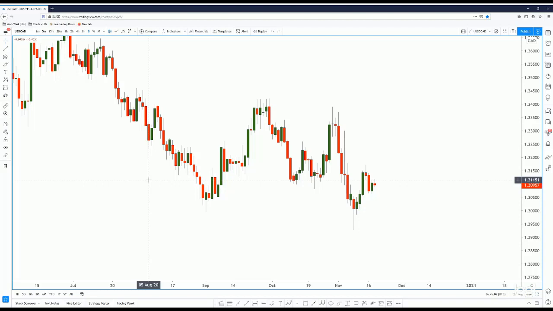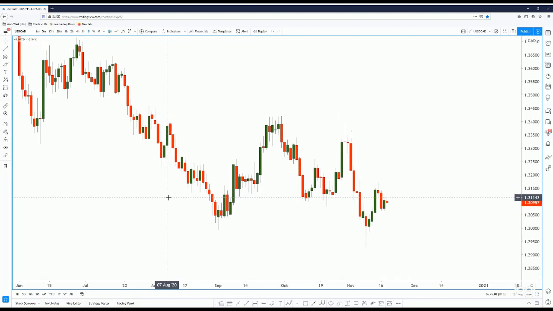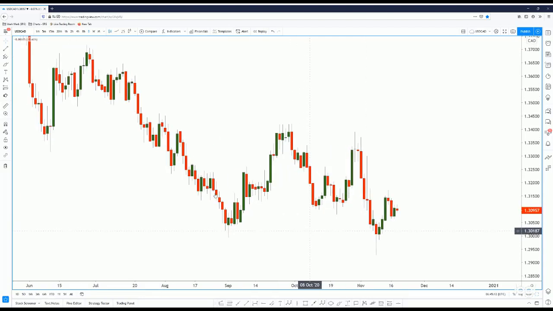We will be looking at the dollar CAD. I chose this pair because on the daily it seems like there is a very interesting configuration, and we know that price is on a downtrend. How do we know that? It's because price has been making lower highs, lower lows, right?